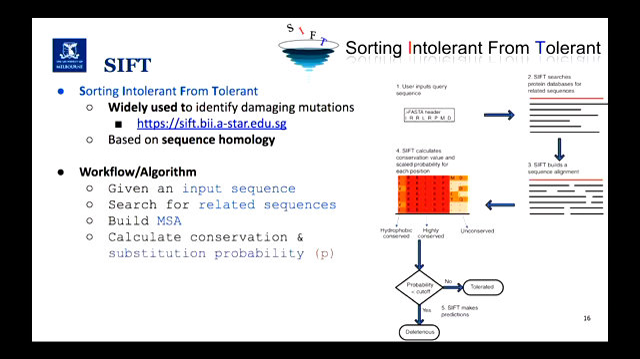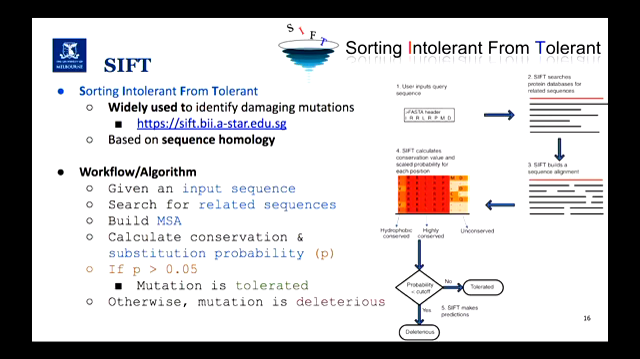And what you need to do for SIFT is basically calculate a conservation score and a substitution probability. Based on what you see, what's the substitution probability from one residue to the other. And based on that probability, if this probability is over 0.05, that mutation is actually tolerated. If it's less than that, the mutation is deleterious. So it's a very, very simple example.